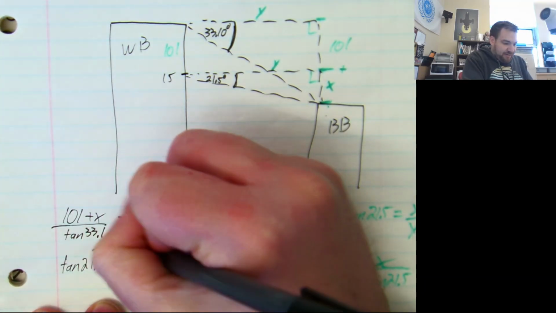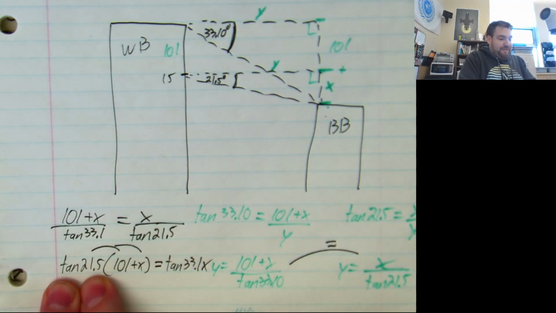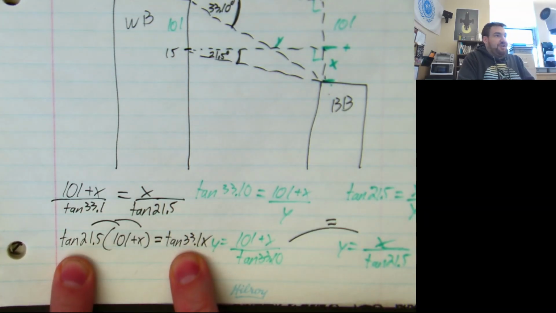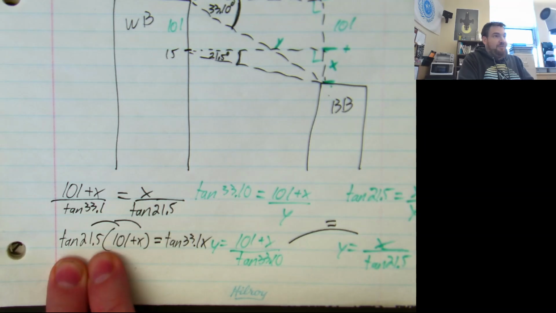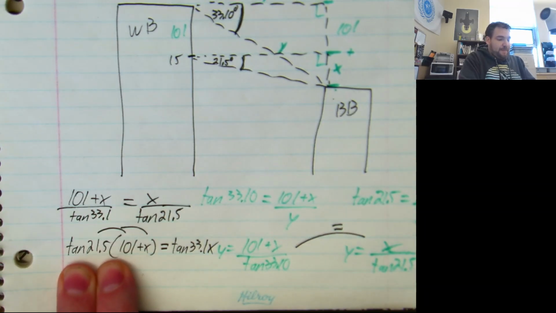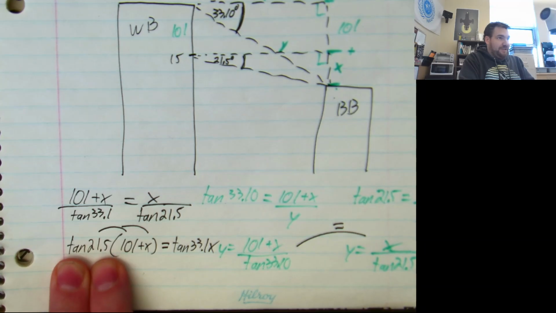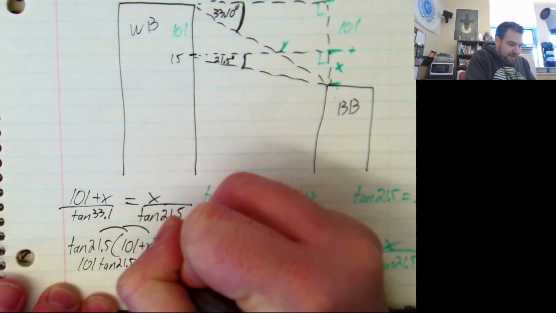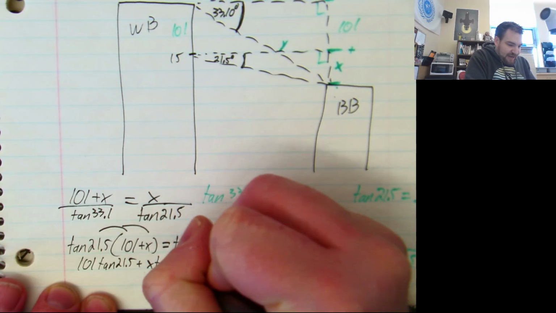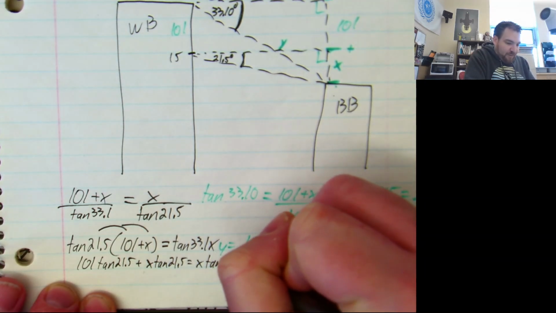These are going to distribute in. This is just what it is. So this tan of 21.5 and this tan of 33.1 are both just some decimal value. I'm going to leave it the way it is as tan 21.5 because I don't want to introduce any rounding issues. It's going to make it look gross, but that's mathematically the best way to treat this thing. So I'm going to get 101 tan 21.5 plus x tan 21.5 equals x tan 33.1.